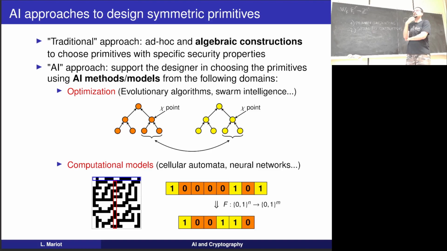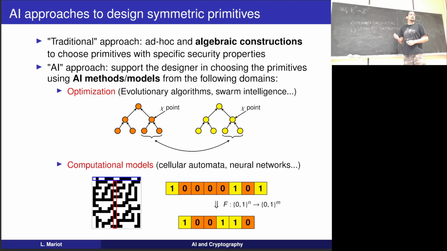So this is where AI comes in, in a certain sense. The idea is to use artificial intelligence methods to support the designer of a cipher in choosing the right primitives that satisfy the best possible combination of cryptographic properties and, for example, also implementation properties. So by AI methods and models here, I mean something very specific. I mean optimization algorithms that are based not on exact methods, like, for example, simplex or integer linear programming, etc., but meta-heuristics.